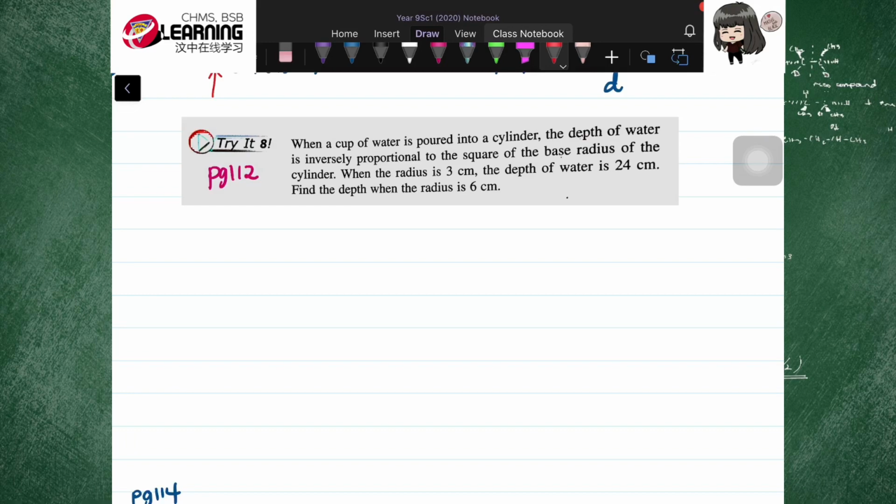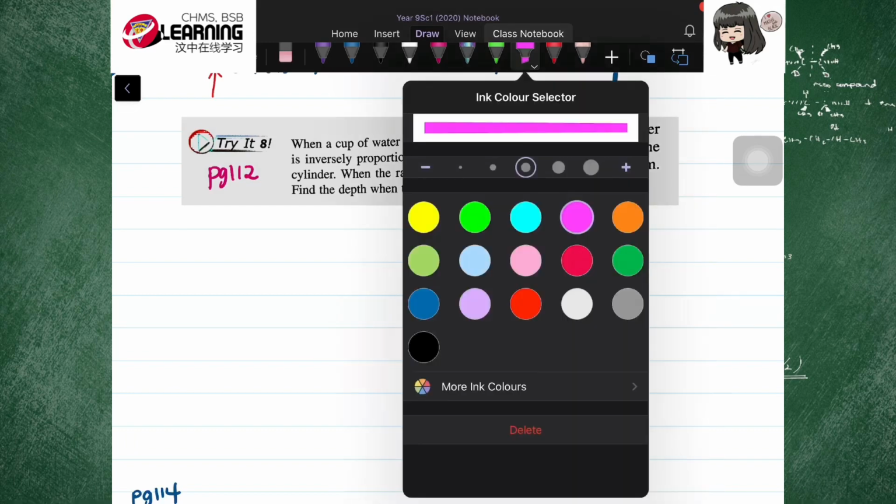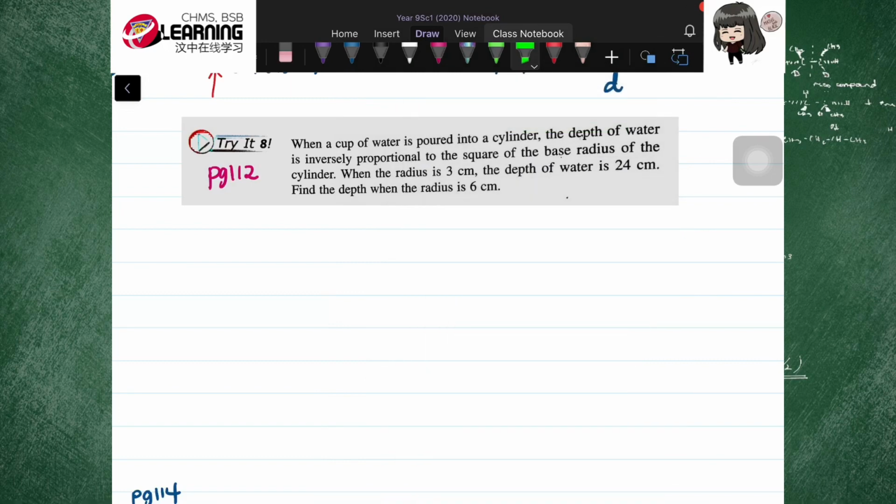the depth of the water is inversely proportional to the square of the base radius of the cylinder. Okay, so they didn't give you any unknown. They did not give you any alphabet, so you have to name them yourself. So the depth of the water, let it be D. D as the depth of water is inversely proportional to the square of the base radius.